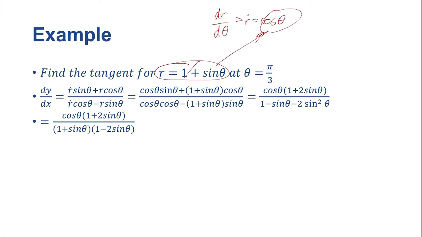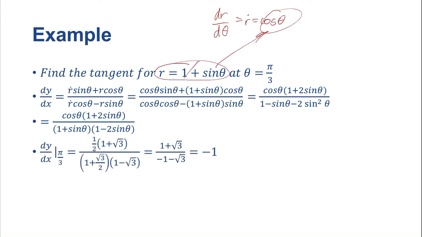All right, so now we are prepared to evaluate this at pi over 3. So we get dy/dx at pi over 3 is equal to all of these evaluations that we have. So we get 1/2 times (1 plus root 3) over (1 plus root 3 over 2) times (1 minus root 3). We get (1 plus root 3) over (negative 1 minus root 3). Obviously, one is the negative of the other, so we get negative 1 as our slope at pi over 3.